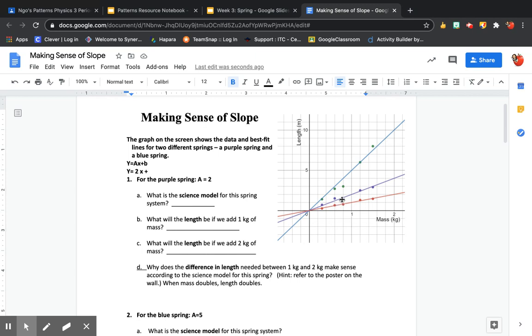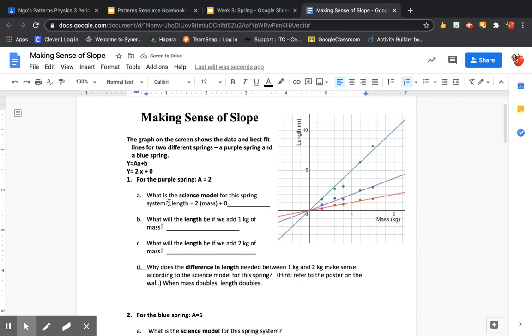So b is your y-intercept. Remember, the y-intercept is where it hits on the y-axis. So all 3 of these lines have a b of 0 because they all come from the origin. So my b is 0. Once I get this, all I need to do is replace the x and the y. So here's the y-axis right here. So the y is length. I can just go in and type length equals 2 times my mass, because that is my x, plus 0. That's how I found my science model.